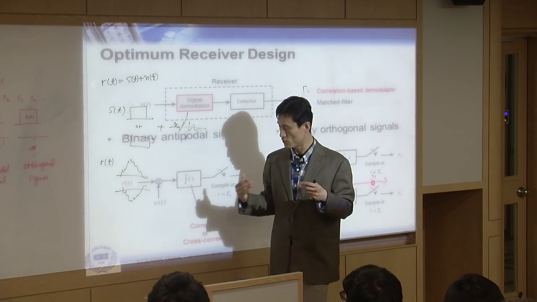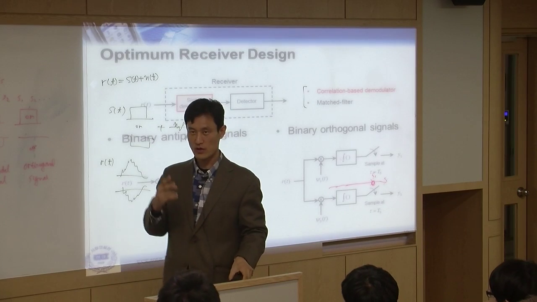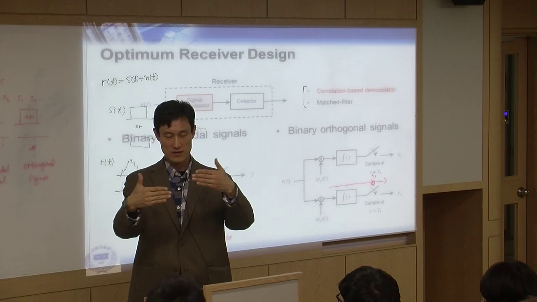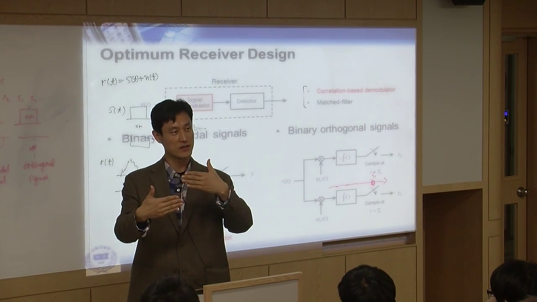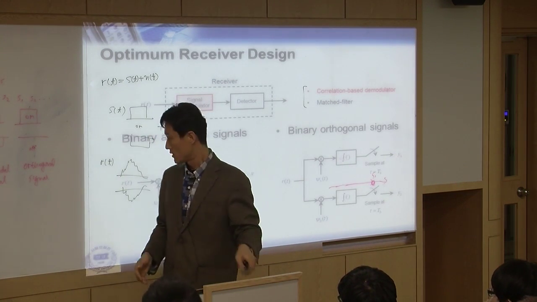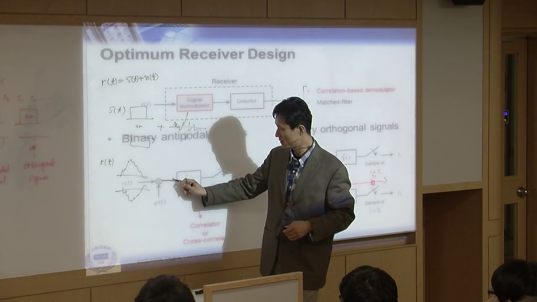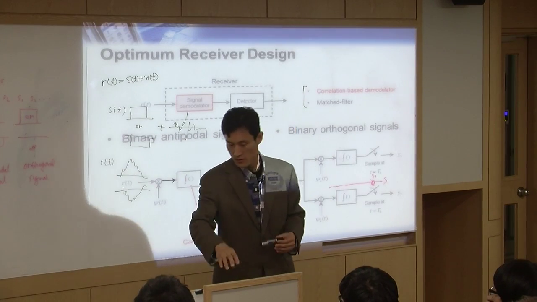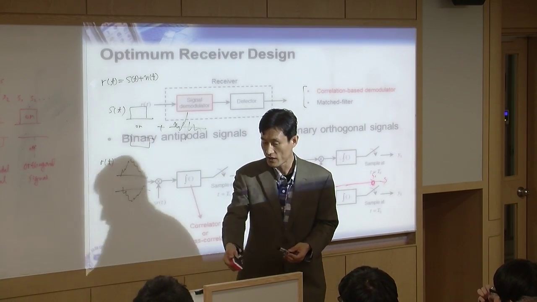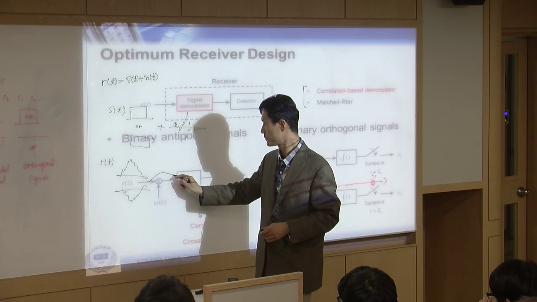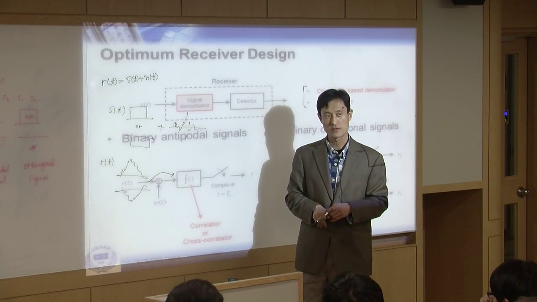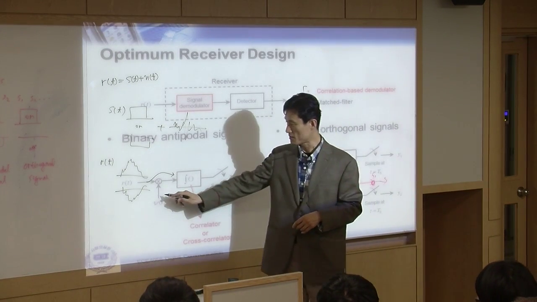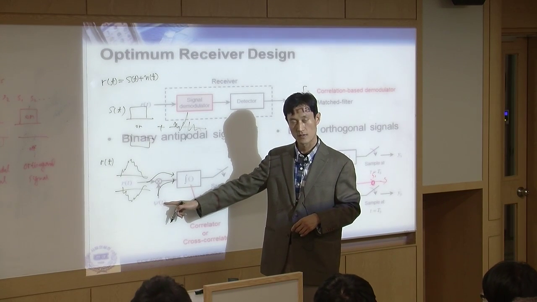So if you calculate the correlation, you need to have two things. You need to have two signals. Only then can you correlate and calculate the correlation, right? You need the two inputs. So one input comes from here. That's actually RT. Where is the second input? This is the second input.